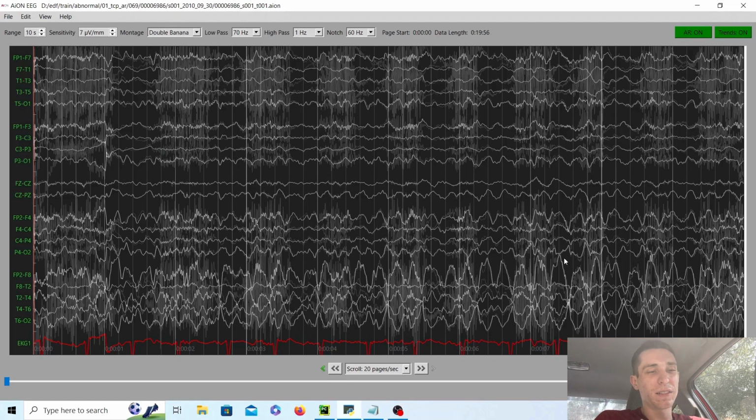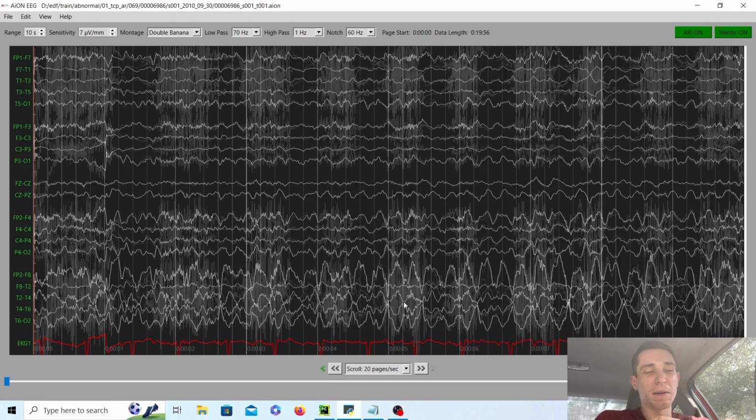Now, it's good to take into account the artifact reduction filter in our software Ion. It's great, but it also has its limitations. As you can see, there's some still residual muscle activity left behind, but it does a pretty good job to where you can see the epileptic spikes underneath the chewing artifact.